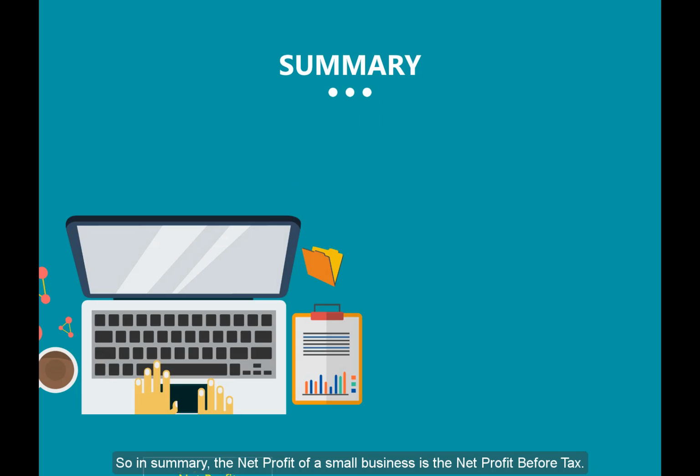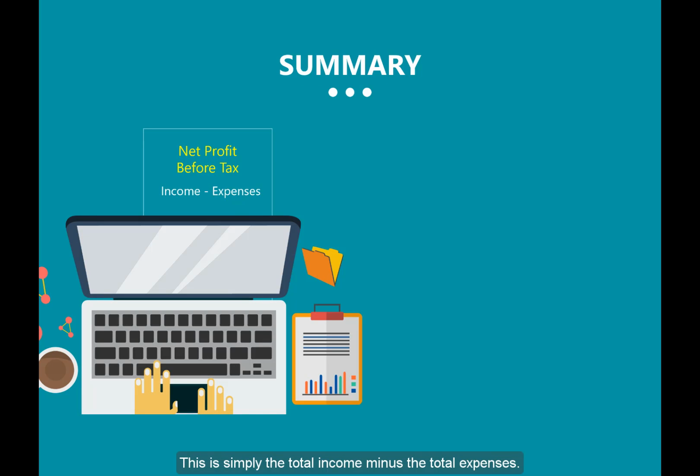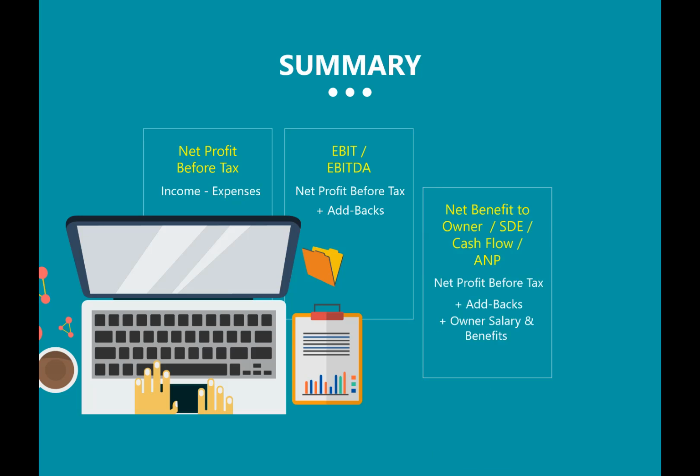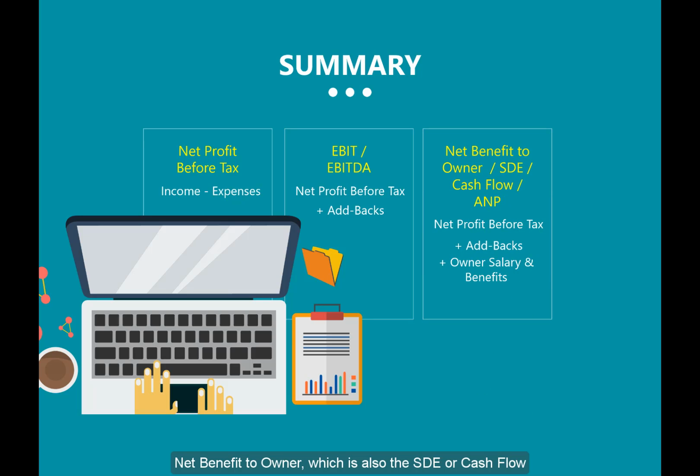So in summary, the net profit of a small business is the net profit before tax. This is simply the total income minus total expenses. EBIT and EBITDA are the net profit before tax, with add-backs like interest added back on. And the net benefit to owner, which is also the SDE or cash flow, is the net profit before tax with add-backs plus the owner's salary and benefits.